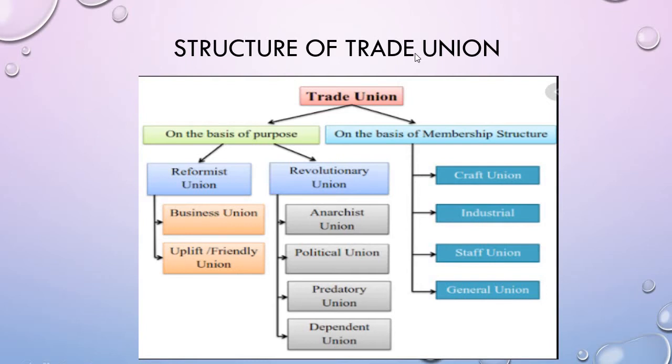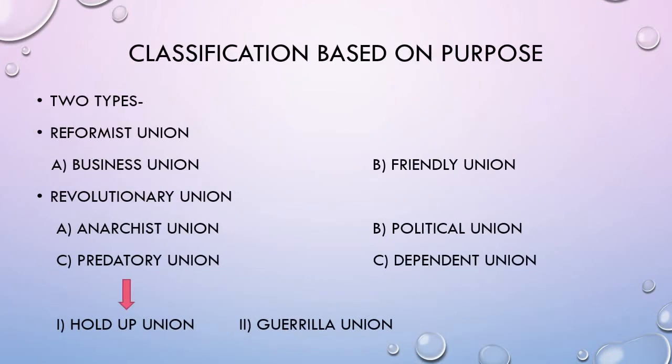On the basis of purpose, the first classification. The trade union may be classified according to the purpose for which they are constituted. Such unions may be divided into two categories. The first one will be the reformist union.